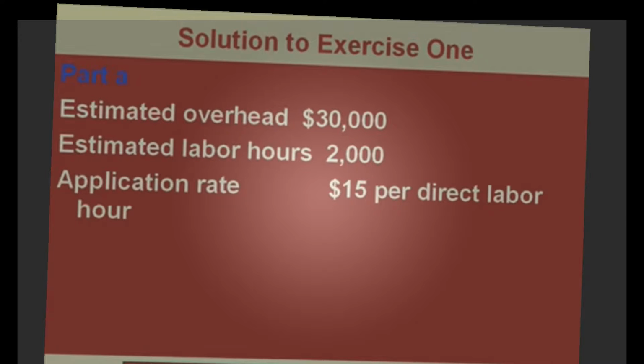Let's do part B. If they work 5 hours on a job and you decide to charge $15 per hour, the overhead charged would be $75. Let's do part C.